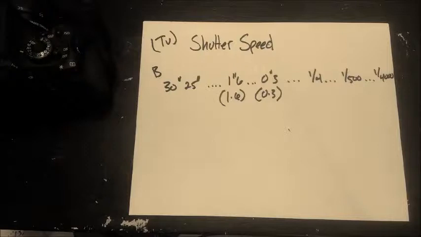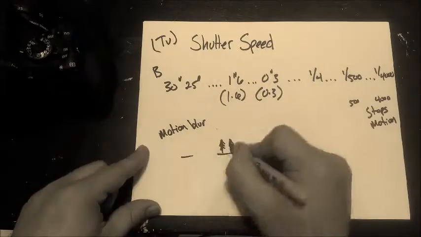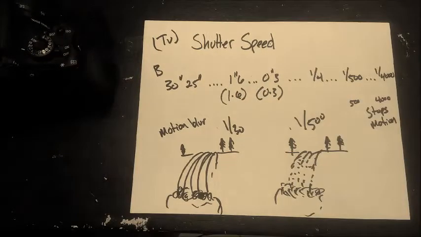Then it goes into 1/4, 1 over 500, 1 over 4,000. You get into the big numbers there. If you're looking through your viewfinder, it's just going to show up as 4, 500, or 4,000. Now what this is going to do is create some cool special effects.